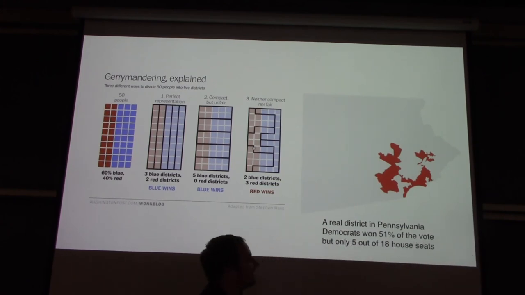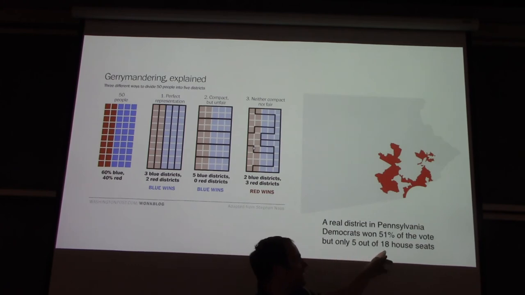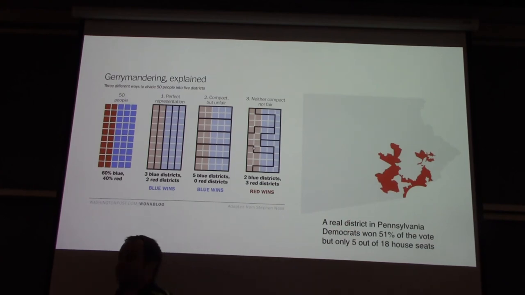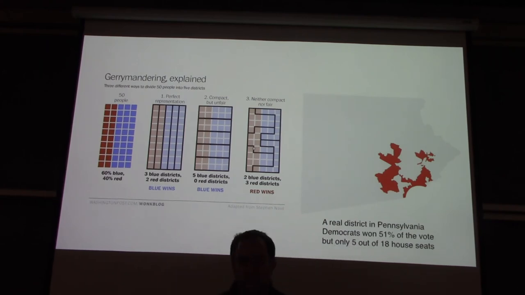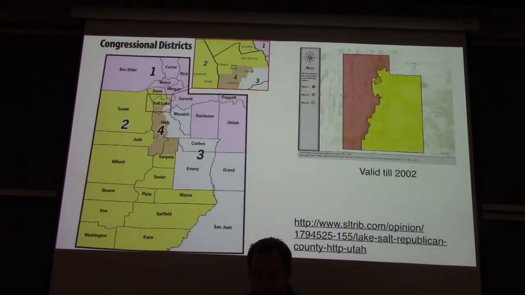And then you get such interesting districts as you have here in Pennsylvania, where the Democrats won 51% of the votes, but only 5 out of 18 House seats, and that's one of the districts here. That's clearly not a geographically compact district in any way. There's actually currently a Supreme Court case pending on that, and it's an open problem where even mathematicians try to figure out a good answer, and it's not clear that there is a good answer. There's not going to be a completely unbiased and fair way, but very clearly this is not an unbiased and fair way.